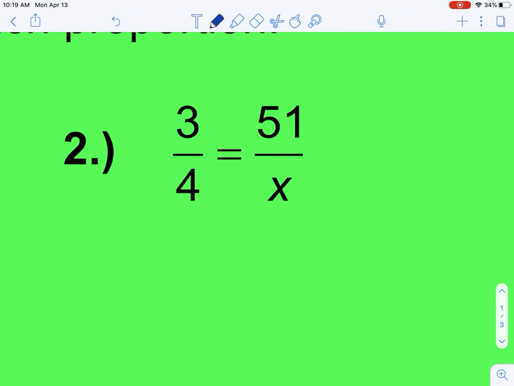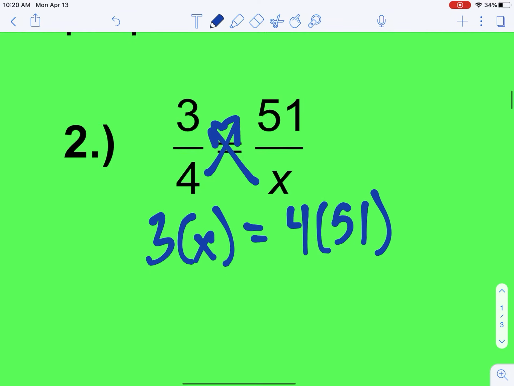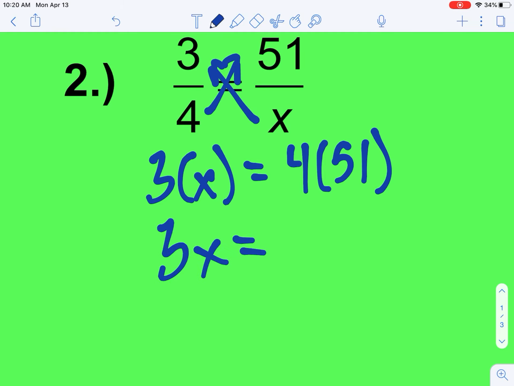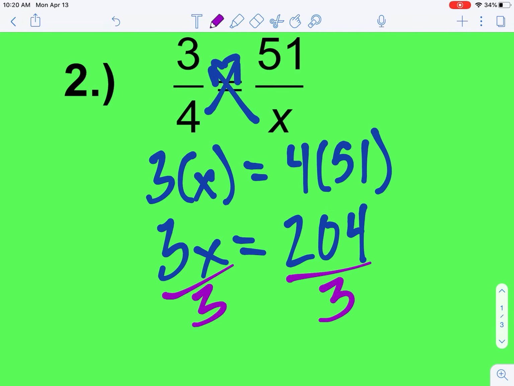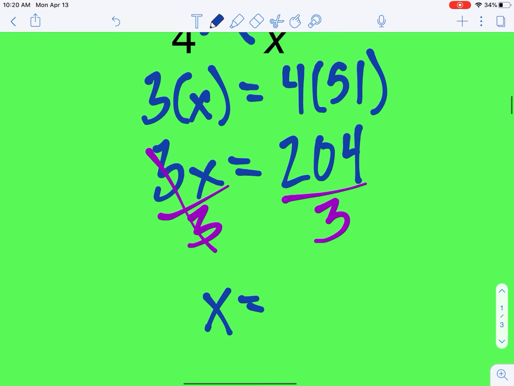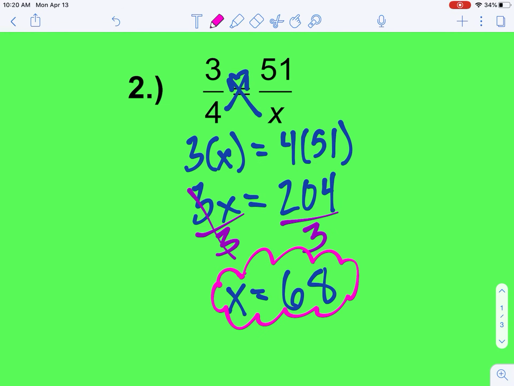Number 2. 3 to 4 equals 51 to x. I like to always start with the one that my variable is on. So I've got 3 times x equals 4 times 51. 3 times x is 3x, and 4 times 51 is 204. Now we need to use our inverse operations, so I'm going to divide by 3 on both sides. Those 3s cancel out, and x equals 68. So that means that 3 to 4 is equal to 51 to 68.